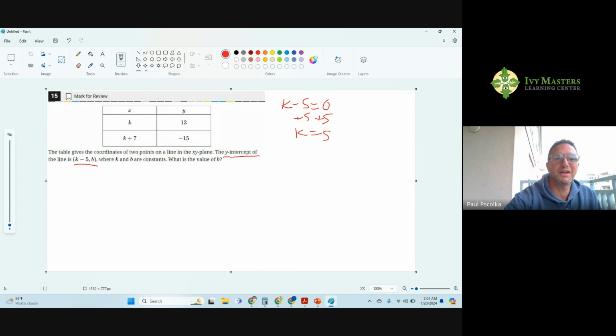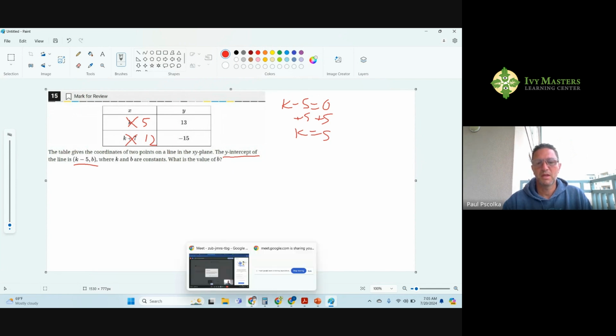So (k, 13), that's a coordinate. It's (5, 13). (k + 7, −15) is (12, −15). So these two are gone. At that point, you could do this by hand, or you could simply use Desmos. So I'm going to show you how you'd use Desmos over here.